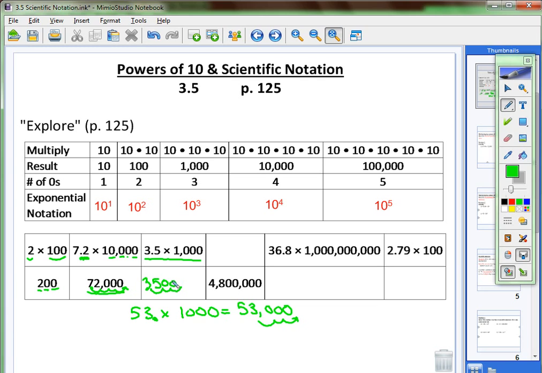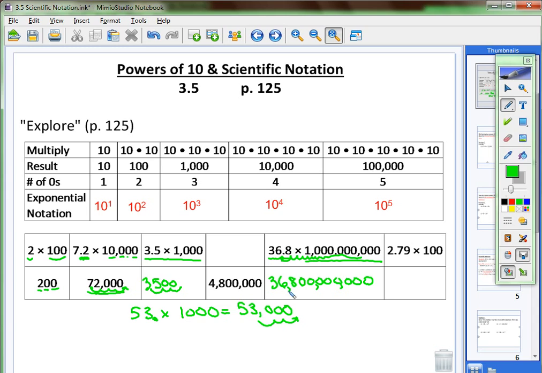We're going to skip the next one for now and go over to this one, 36 8/10 times 1,000,000,000. So we have 9 zeros, and the decimal point starts here, so we need to move 1, 2, 3, 4, 5, 6, 7, 8, 9 spaces. So 36, and then we have 8 is 1 space, 2, 3, 4, 5, 6, 7, 8, 9 spaces that the decimal point moved. We get 36,800,000,000.